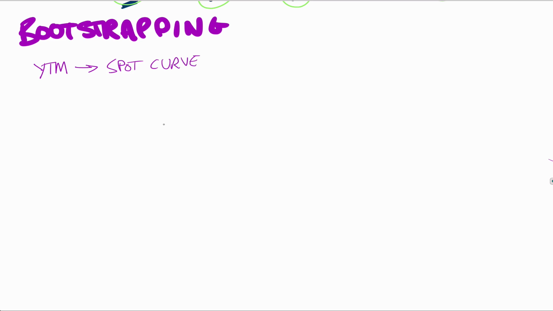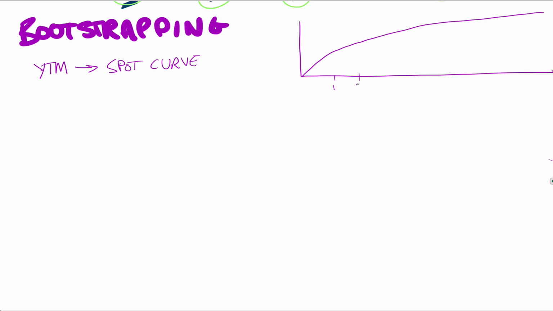So first of all, let's say we're trying to find the Rolls-Royce spot curve, so let's say we have the Rolls-Royce yield to maturity yield curve. So basically from time is 1, 2, 3, we have 10 years, and it goes all the way up to 30 years, okay, I'm being silly, but the yield to maturity, right?